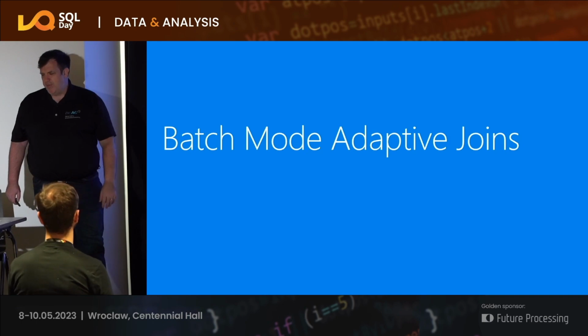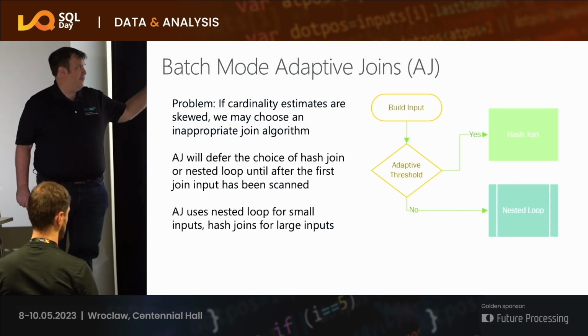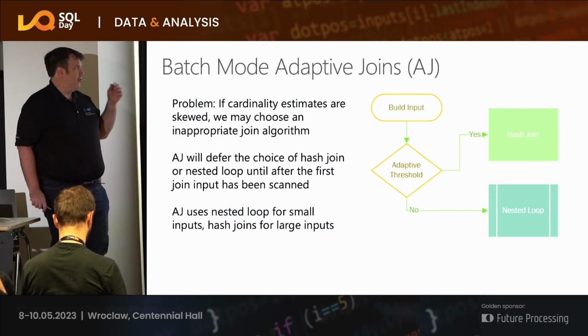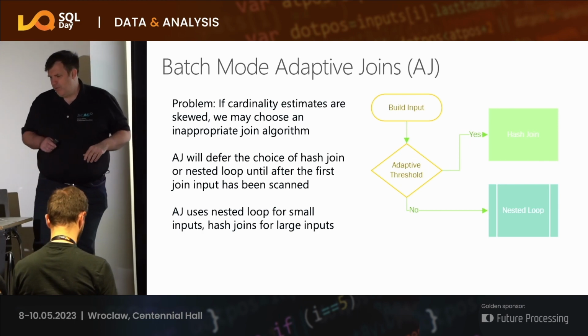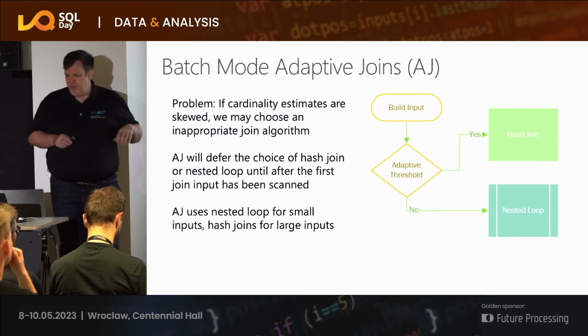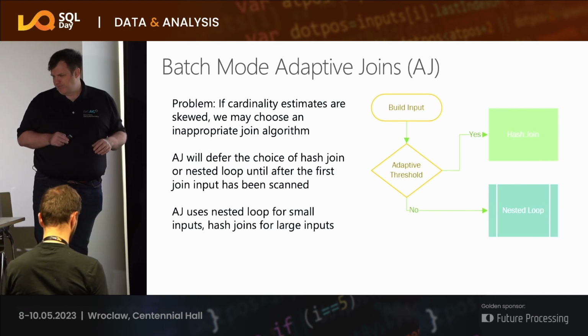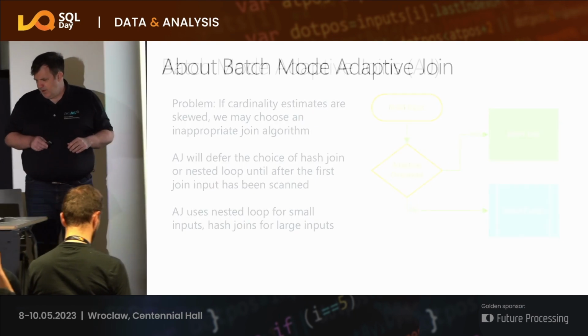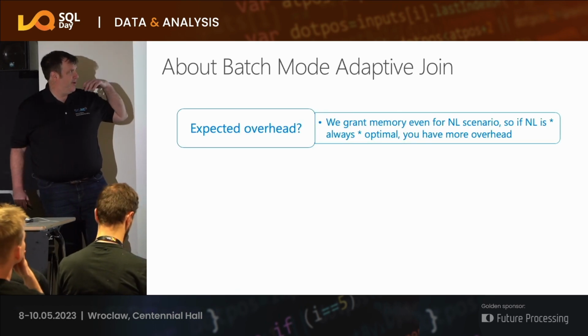What batch mode adaptive joins do is defer the choice of whether to do a hash or nested loop join until after the first join input has been scanned. This uses a nested loop for small inputs and hash joins for larger inputs. And we have this lovely chart that I'll show in the next slide that shows where it kicks over.